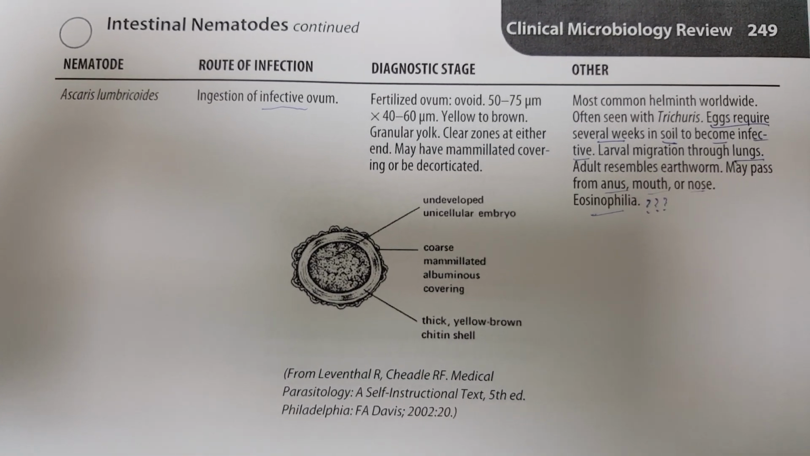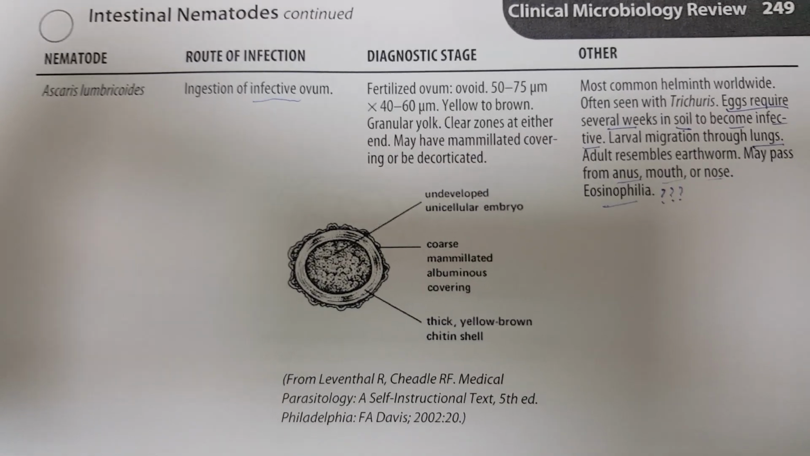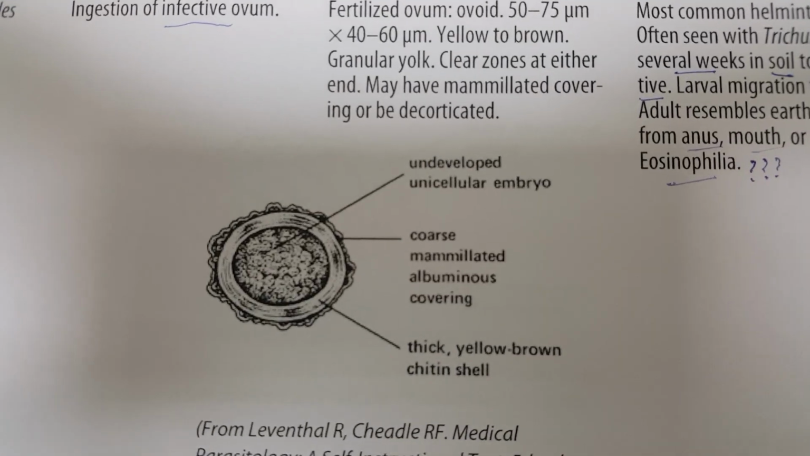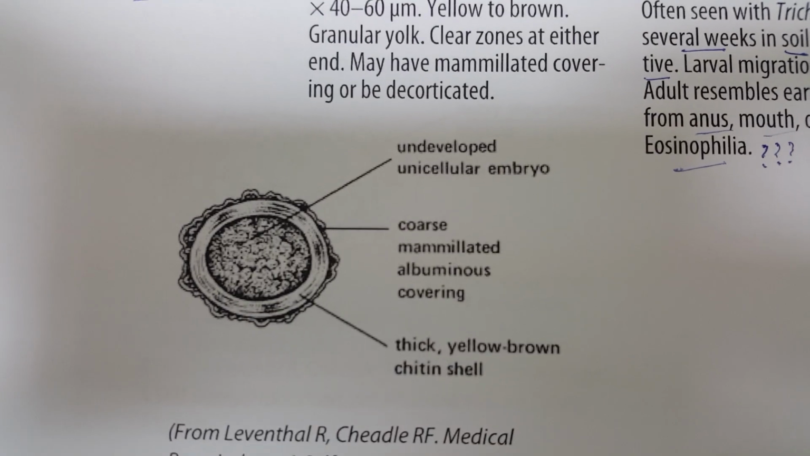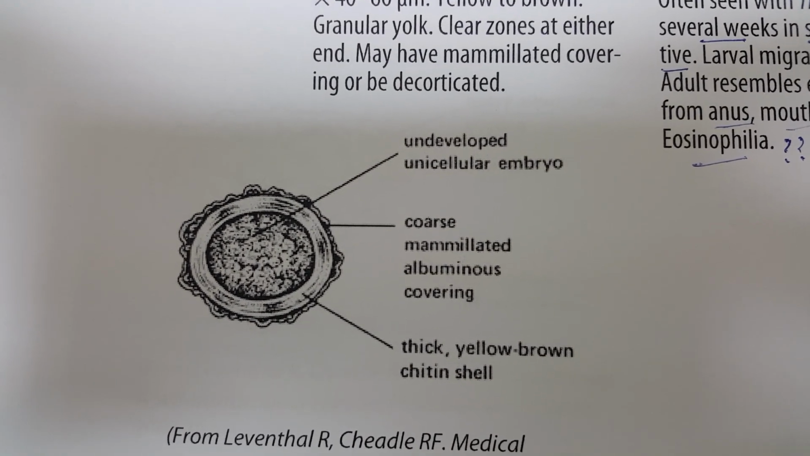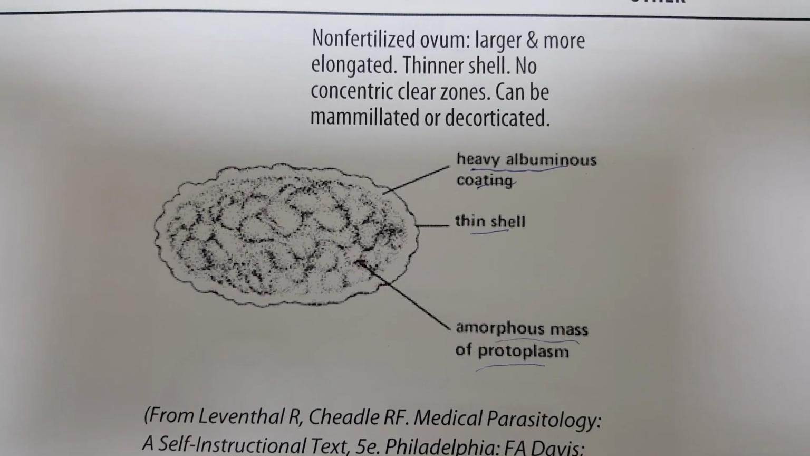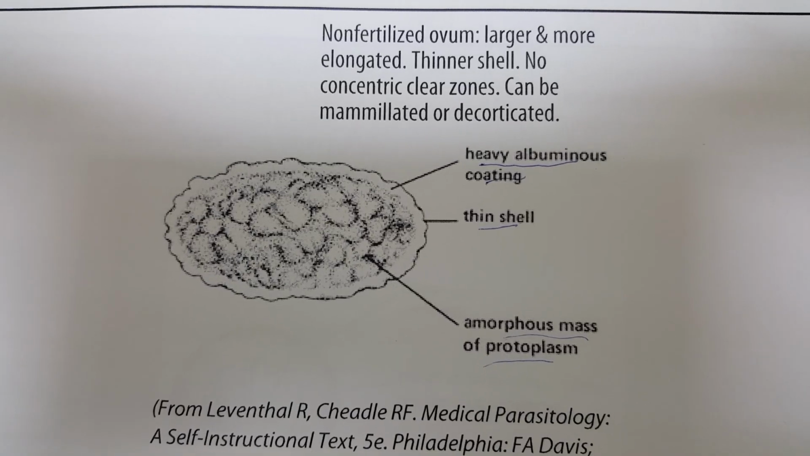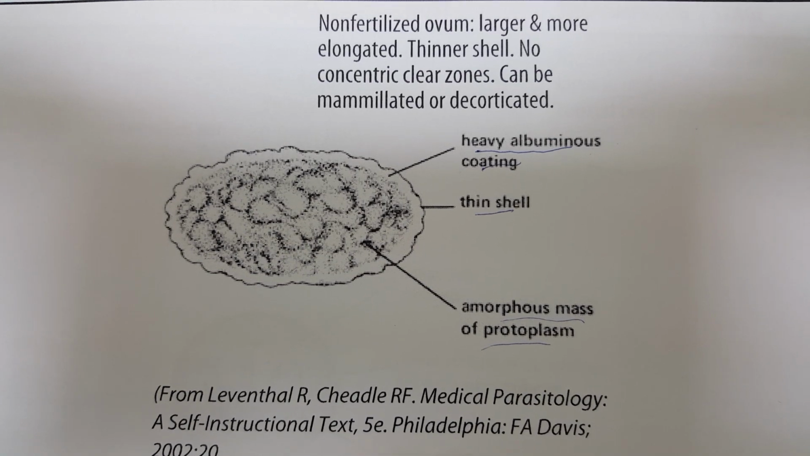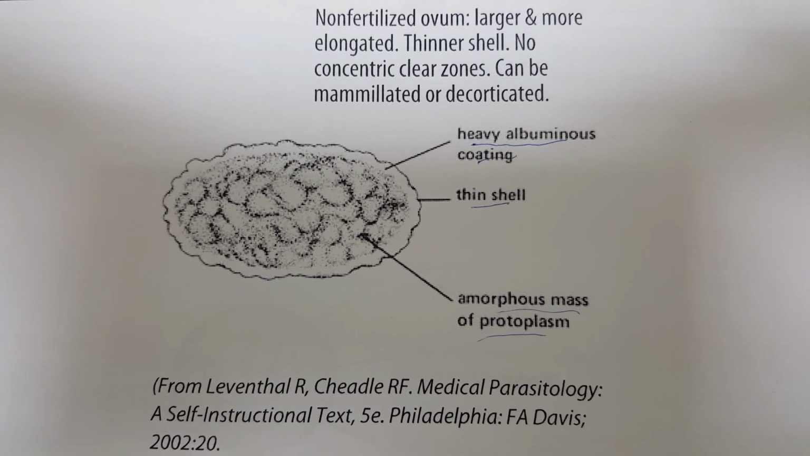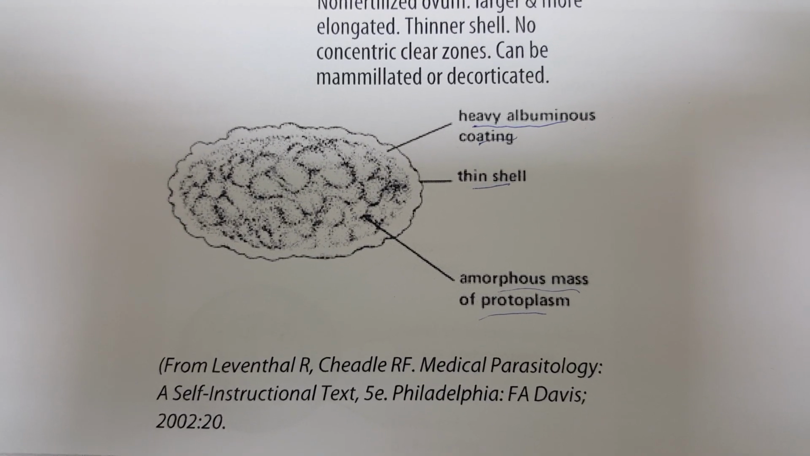Eosinophilia is, you can say, the prognostic marker in the identification of Ascaris. Inside is an undeveloped unicellular embryo, with a coarse, mammillated, albuminous covering and a thick yellow-brown chitin shell. This is another shape of Ascaris, the non-fertilized egg: large, more elongated, with a thinner shell, no concentric clear zone, can be mammillated or decorticated, with a heavy albuminous coating, thin shell, and an amorphous mass of protoplasm.